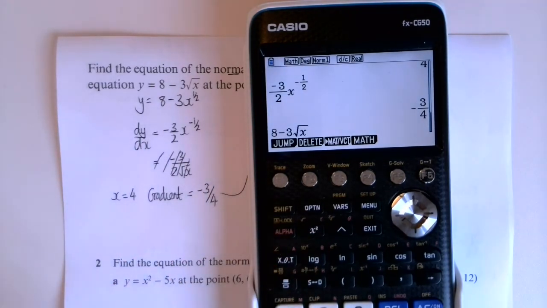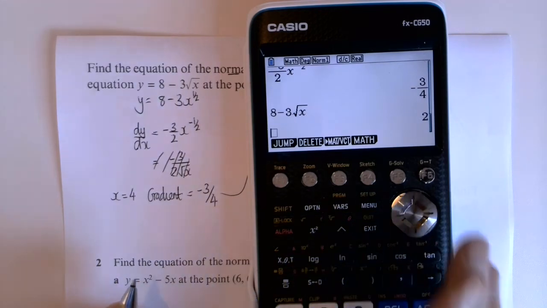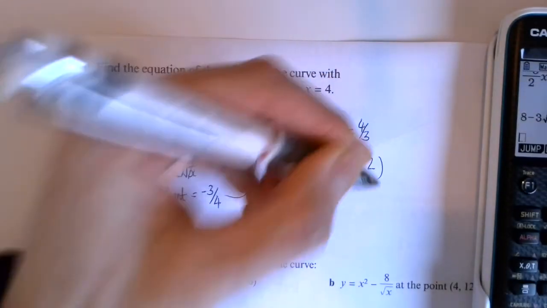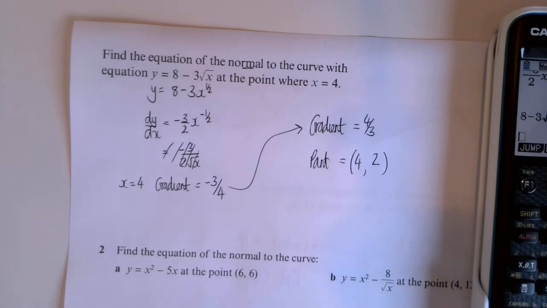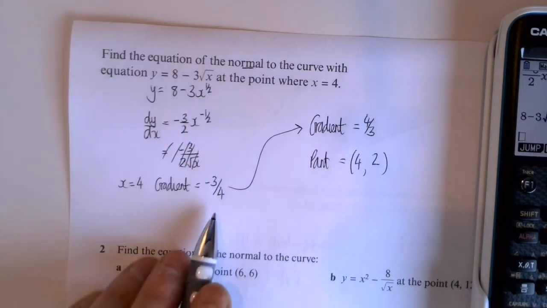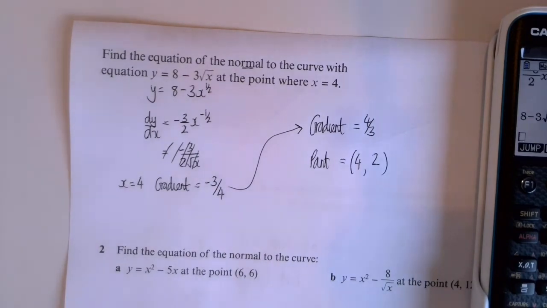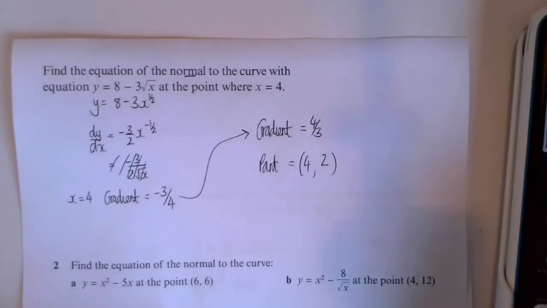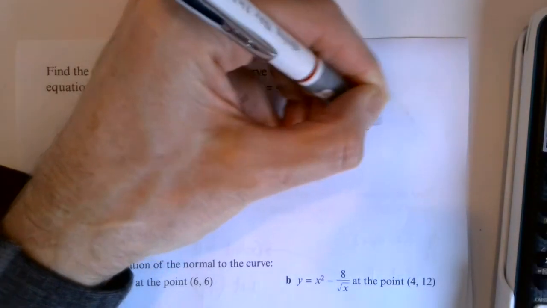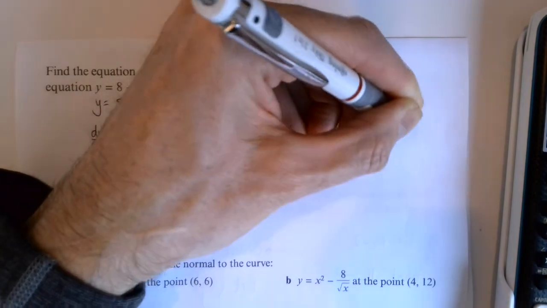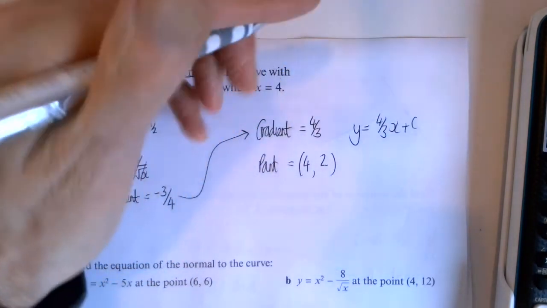I told you how much I love these calculators. There you go. And historically, that's where people make mistakes. People make mistakes not when they differentiate, but when they substitute values in. So using a calculator removes that possibility. And then it's just substitute those values in.